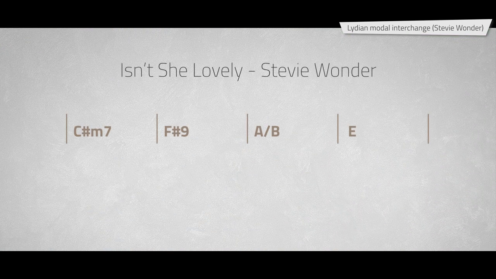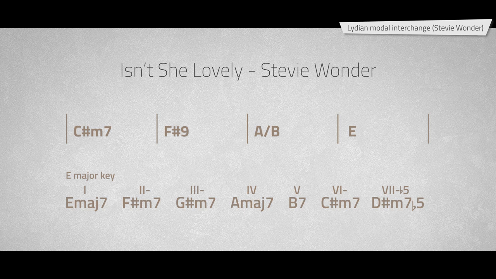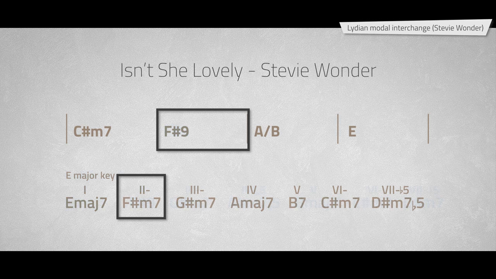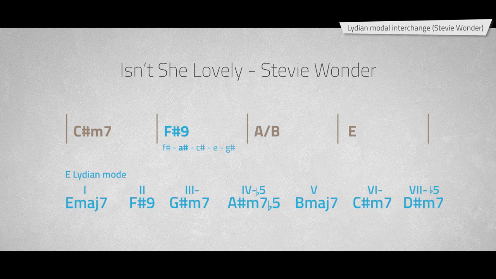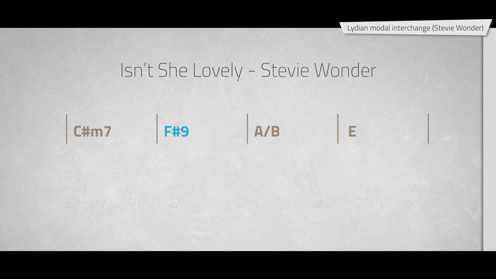The song Isn't She Lovely is one of Stevie's less complex songs regarding the modal interchange. This song is written in E major and has a Lydian modal interchange in the main riff. The F sharp 9 chord is the dominant second degree in E Lydian. This chord contains the raised fourth note, the A sharp, which triggers the Lydian mode.